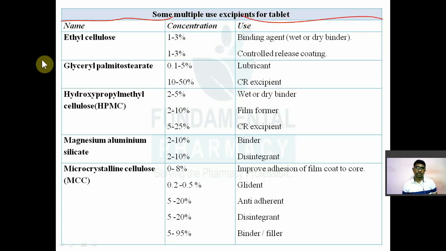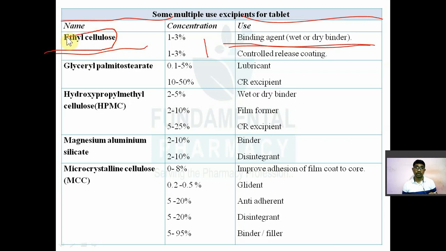Okay, so first one is ethyl cellulose. It is used in 1 to 3% concentration. So it will act as a binding agent for wet as well as dry binding. So in wet as well as dry granulation, it is used as a binding agent, and it is also used in the control release coating. Ethyl cellulose water insoluble होता है. ये क्या है? It is water insoluble.